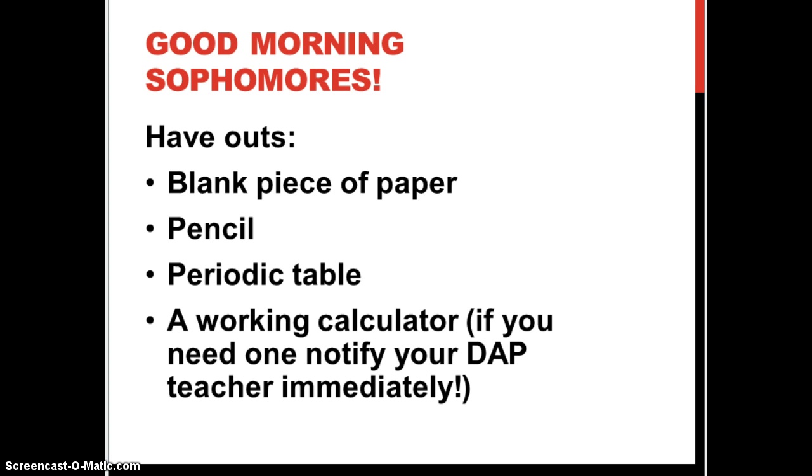Go ahead and take a look at the slide. Take out the following things: a blank piece of paper, a pencil, a periodic table, and a working calculator. If you don't actually have a calculator that is charged and ready to go for the common assessment, you need to let your teacher know immediately, please, so that they can request one from the front office for you before we get started. I'll give you 30 seconds to get these four things out. Go ahead.